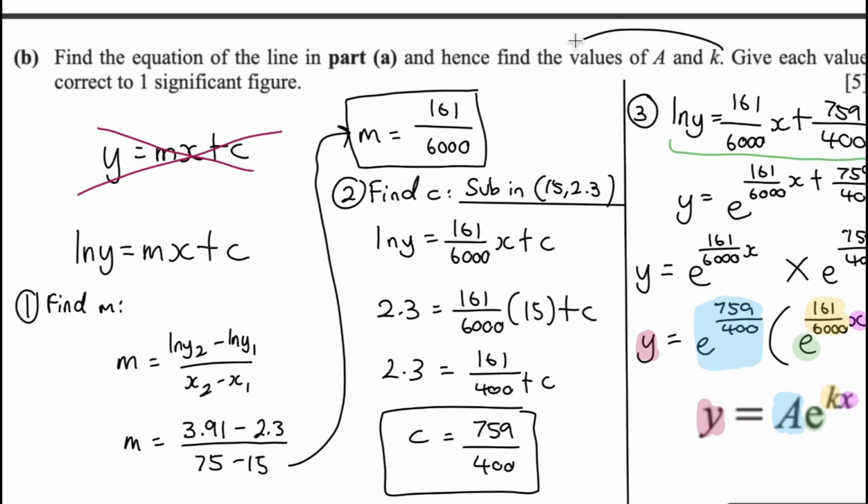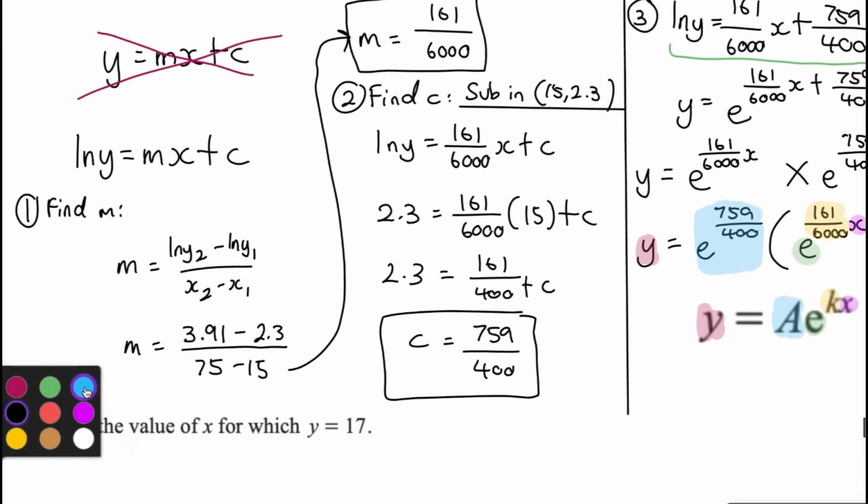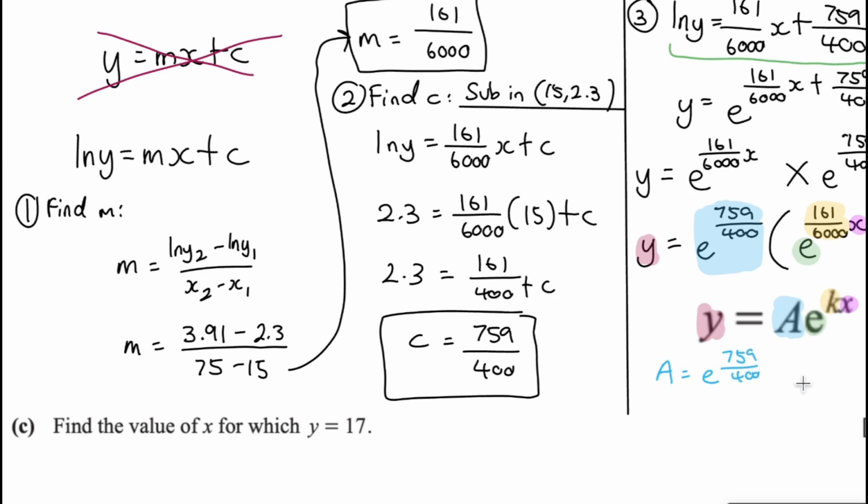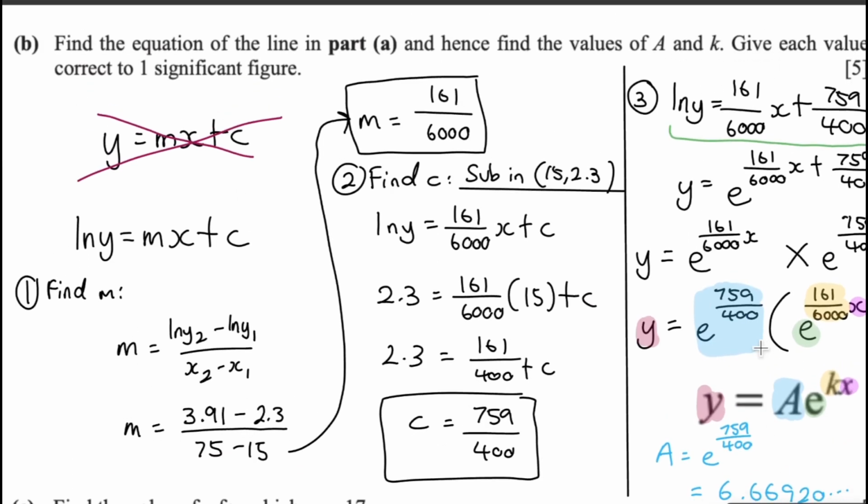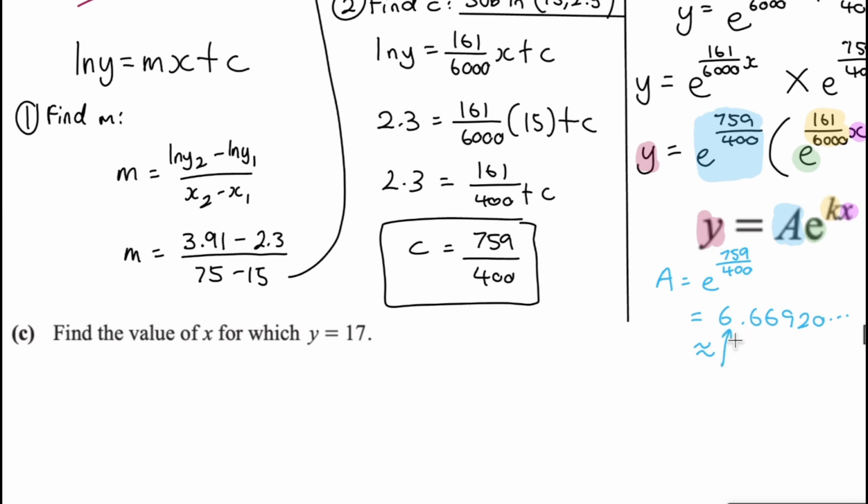So if you wanted to find the values of a and k, you would just need to say a is equal to e power 759 over 400. Let me just write this a bit nicer. And the question has mentioned for us to put that in the form of one significant figure. So I've just put it into my calculator. This is 6.669. And you can round this to a 6. Okay, one significant figure is actually just the ones place here. So that's going to be a 7 actually.